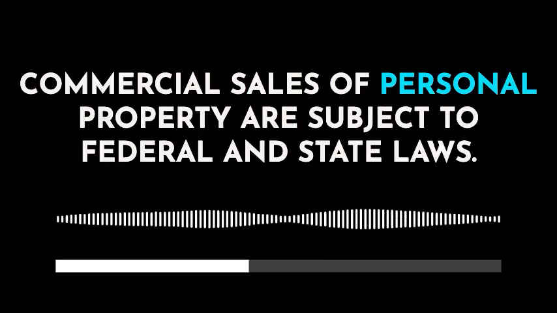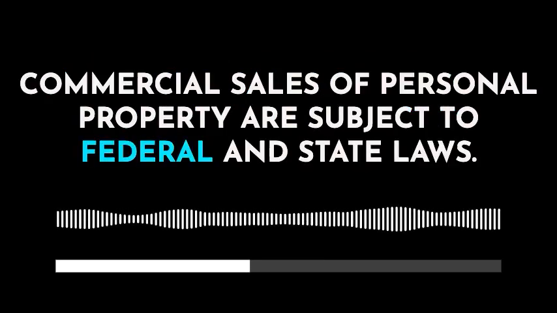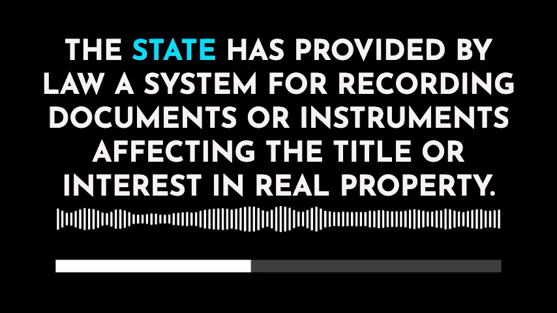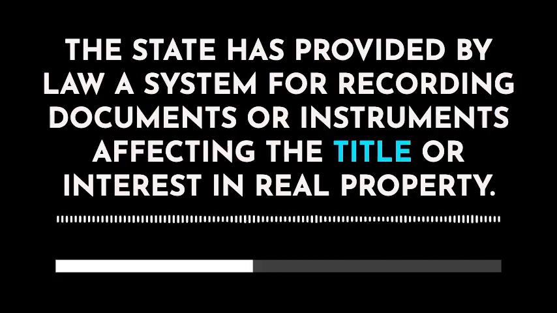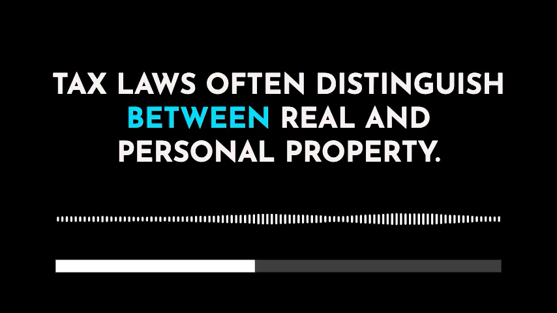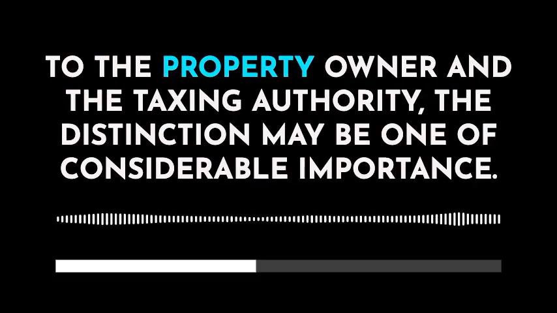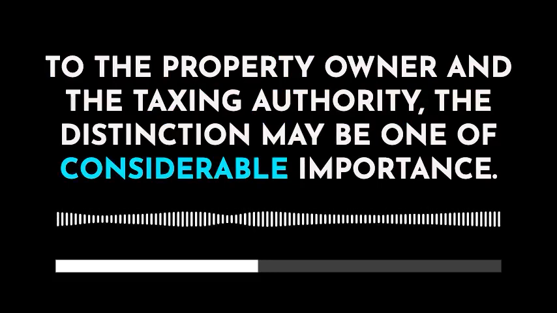Commercial sales of personal property are subject to federal and state laws. 3. The state has provided by law a system for recording documents or instruments affecting the title or interest in real property. 4. Tax laws often distinguish between real and personal property. To the property owner and the taxing authority, the distinction may be one of considerable importance.